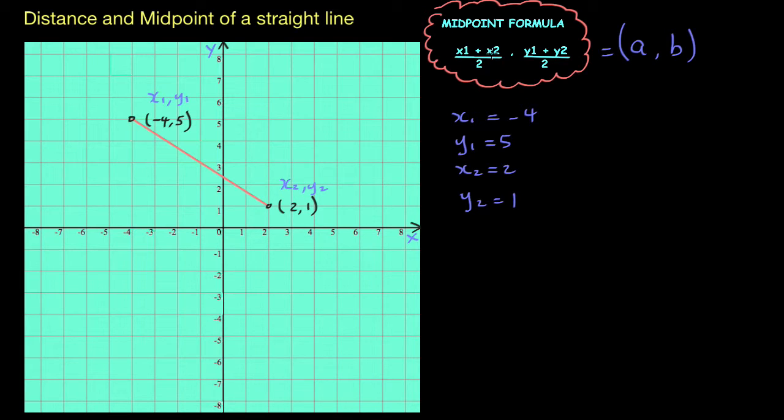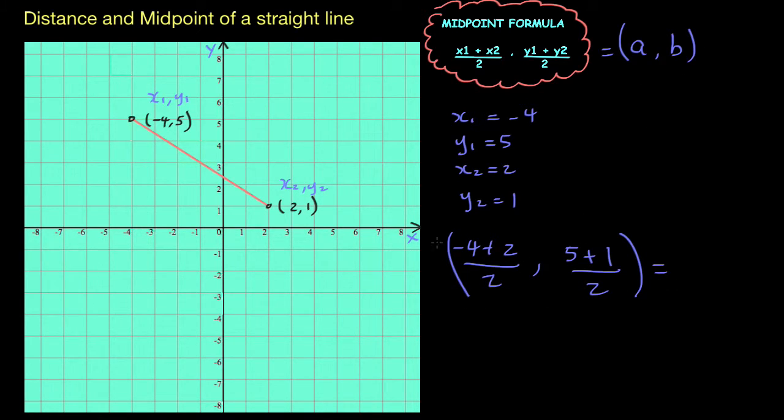So x1 plus x2. x1 is minus 4. So we have minus 4 plus x2 is 2, all over 2, comma. And then we have y1 plus y2. So we have 5 plus 1. There's your y2 there, over 2. We can put our brackets around this straight away if you like, because we know we're going to get something like this AB over here.